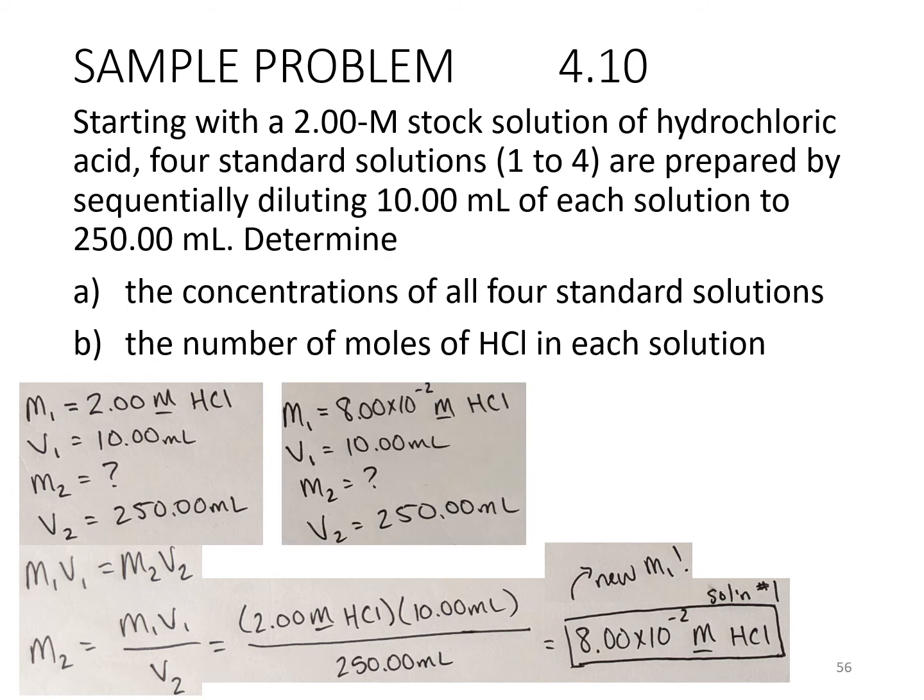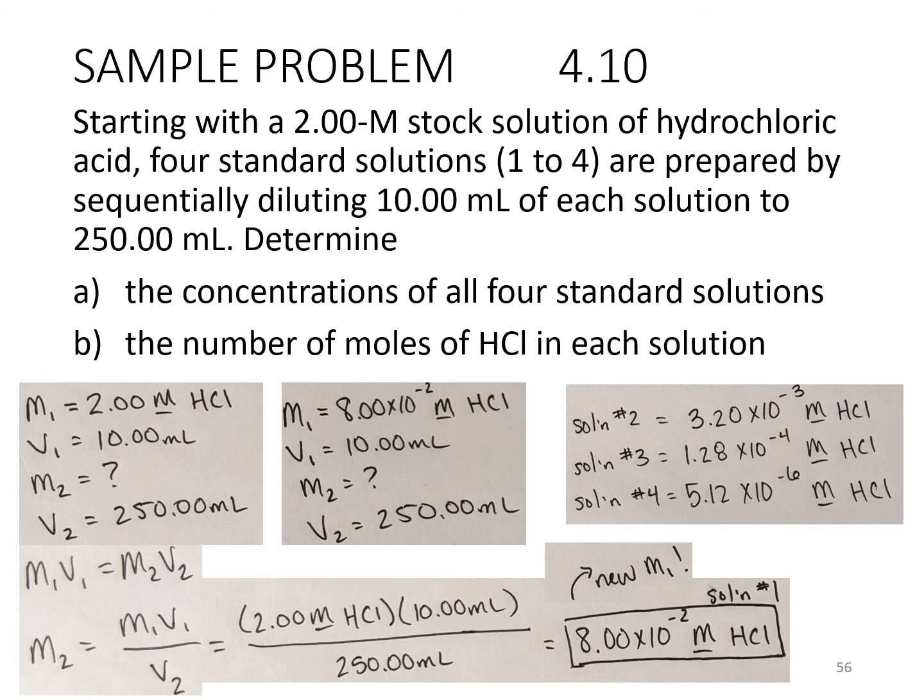that solution. So this is kind of the new setup for standard solution number 2. M1 equals what we just found. We're only taking 10 milliliters of that. We're going to try to solve for M2 again, knowing that we are diluting once again up to 250 milliliters. Now we're going to do this 4 times. I'm not going to show all of those. So that means solution number 2 is 3.20 times 10 to the negative 3rd molar with respect to hydrochloric acid.